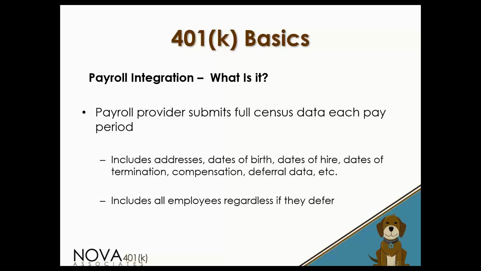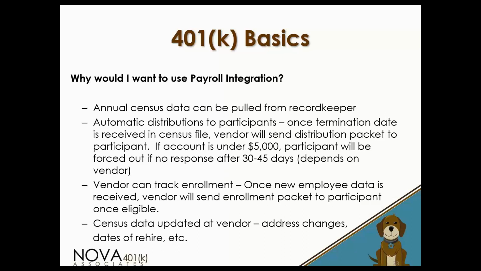What that does is it gives that record keeper all the information they need to be able to send those quarterly statements to participants, and to know when those participants are eligible to receive a distribution based on their termination date. And for the employees that are not yet participating in the plan, it gives the record keeper information so that they can have things set up, so that when that employee becomes eligible for the plan or decides that they would like to start contributing, they can go on to the record keeper's website and set that up.